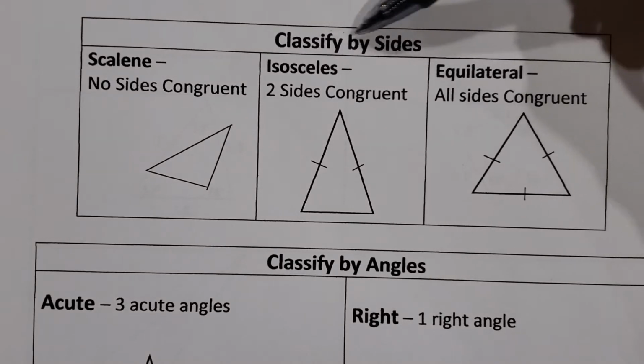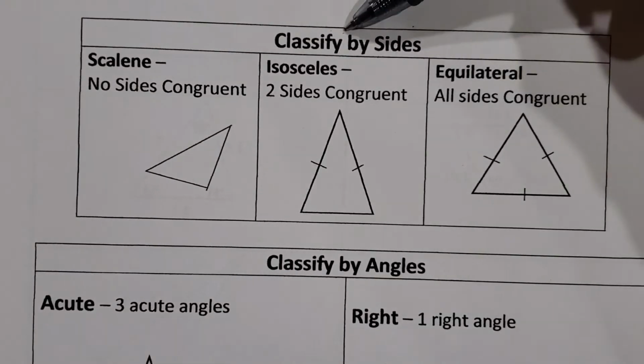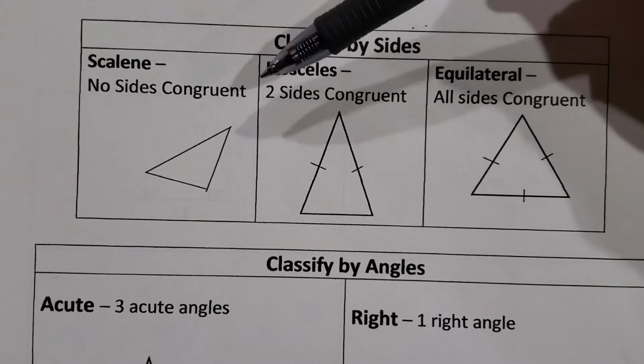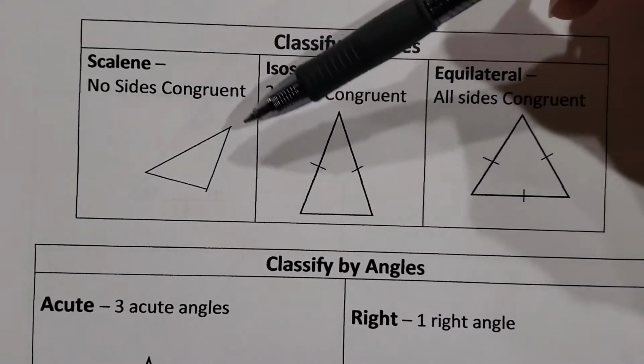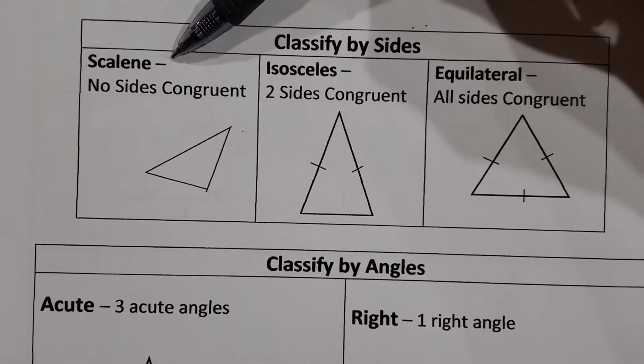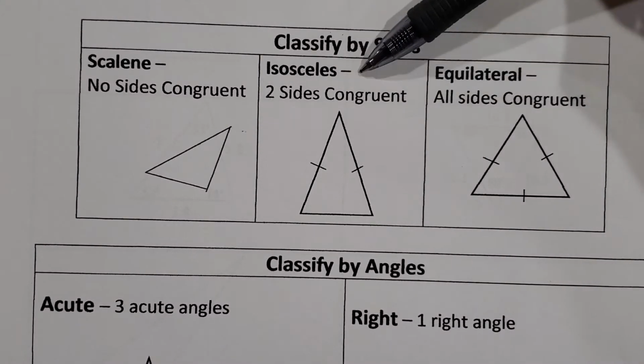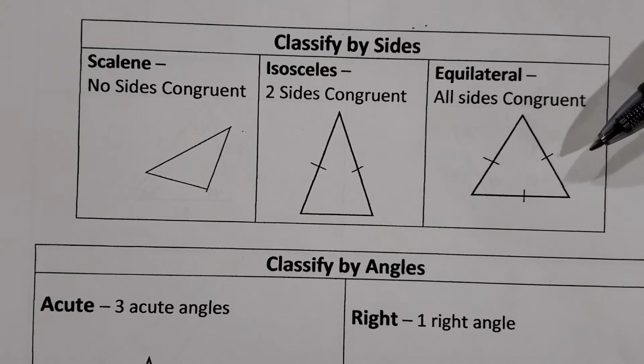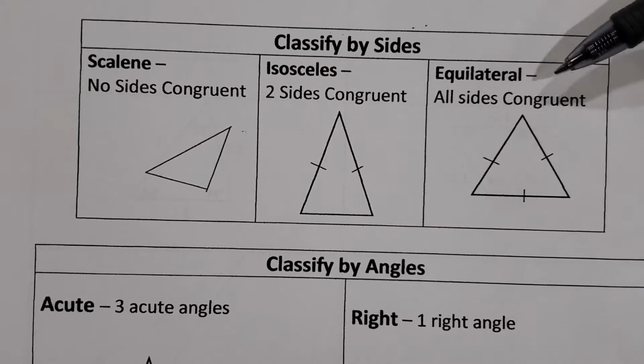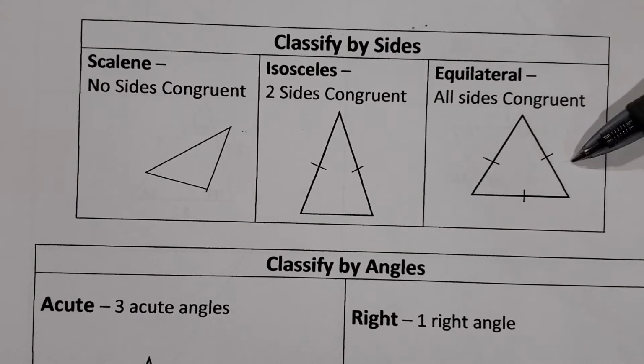You classify triangles by sides or by angles. For sides, it's all about how many sides are congruent. If no sides are congruent, we call that a scalene triangle. If at least two sides are congruent, we call that an isosceles triangle. If all sides are congruent, we call that an equilateral triangle. Now, an equilateral triangle has at least two sides congruent, so it is also isosceles, just to let you know. All right, so that's by sides.